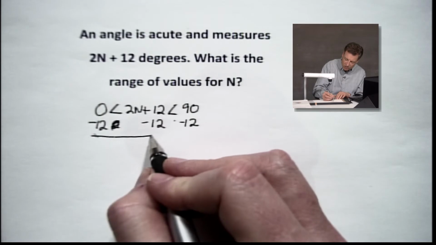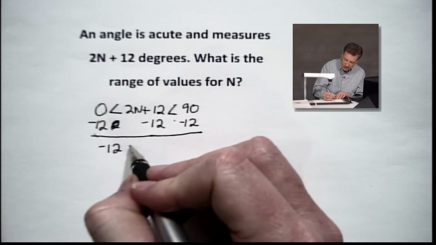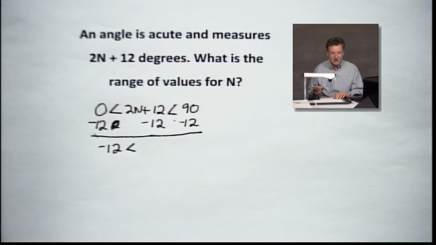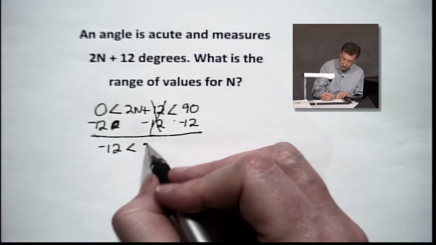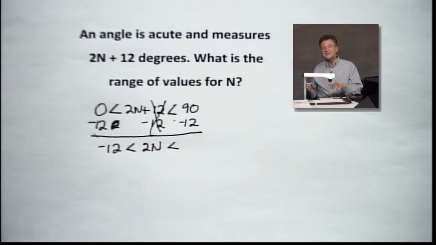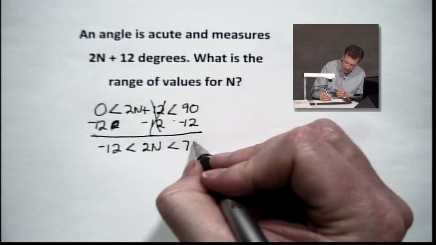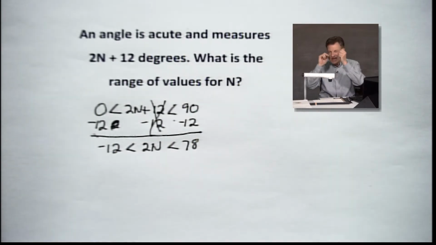Let's see what this is going to do for us. Well, it's going to give me a negative 12. I'm going to keep the less than there. I'm going to say goodbye to those 12s, and this gives me 2n. And over on this side, subtract 12 from 90, that should pick up about 78. So now we're getting closer to our desired results here.